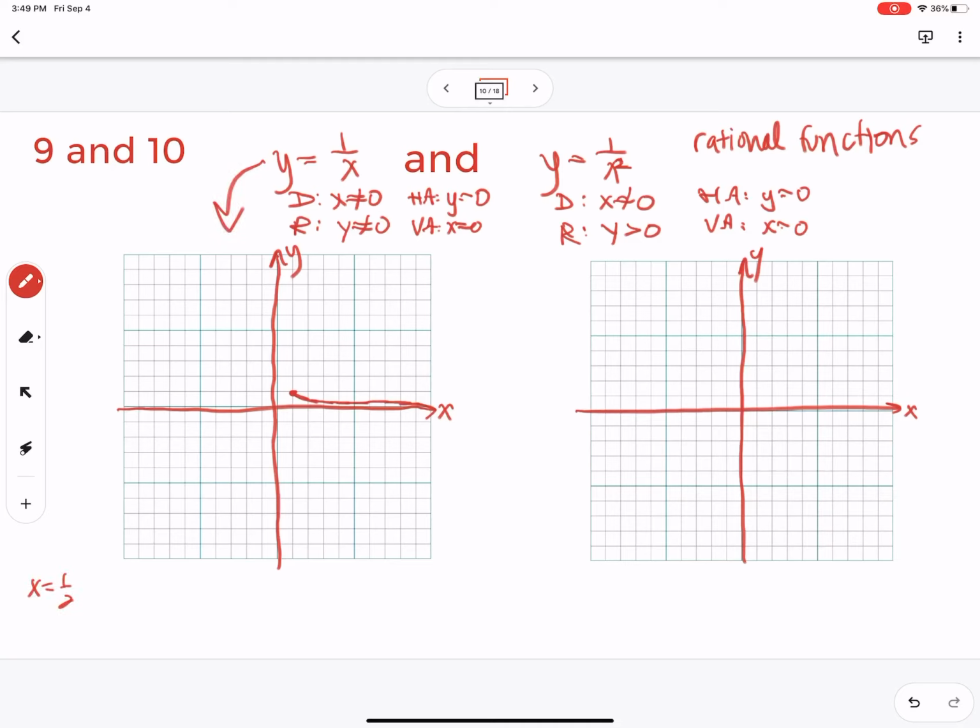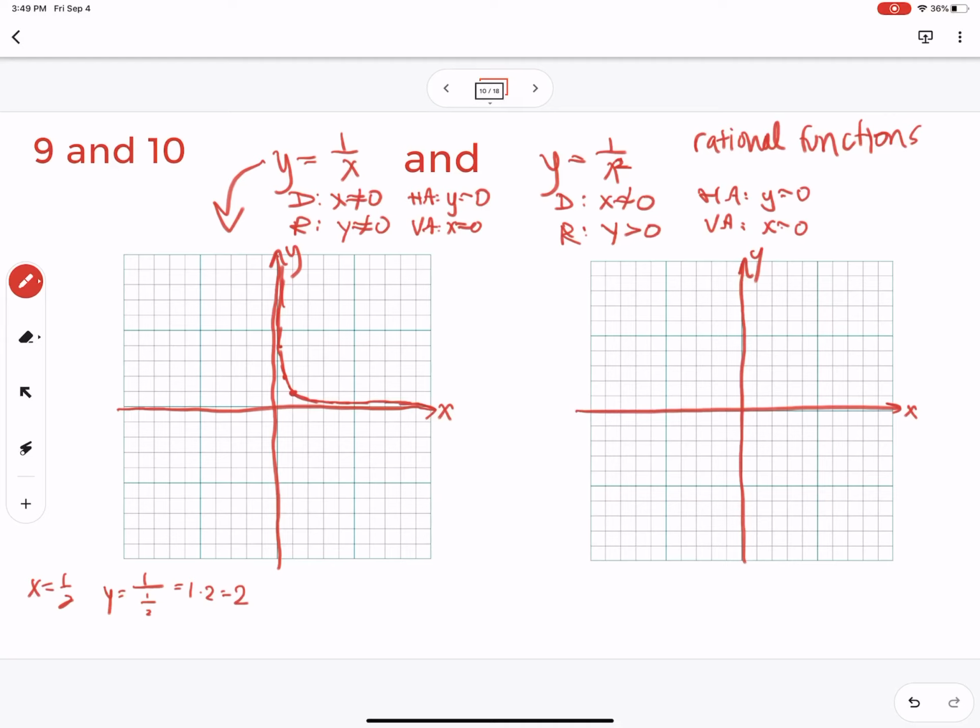If I plug in something like a half to 1 over x, I'm doing 1 divided by a half, which is 1 times 2, which is 2. Then if I do 1 divided by a quarter, I'm going to get 4. If I do 1 divided by a tenth, I'm going to get 10. So these numbers are going to explode up here, and we're going to have a vertical asymptote that we're going to play the "I'm not touching you" game with.